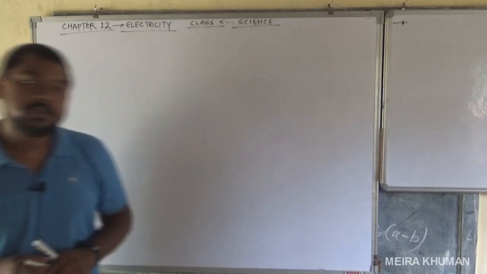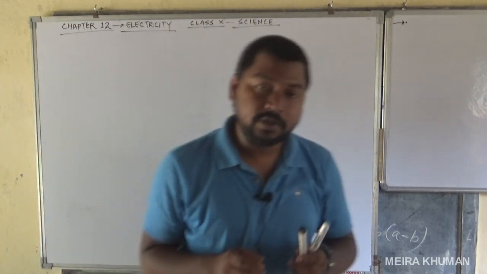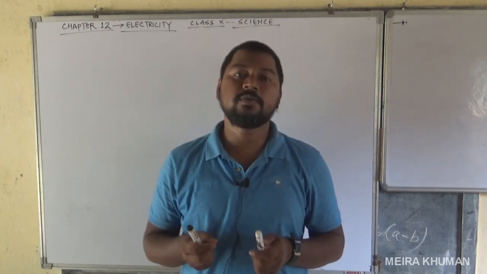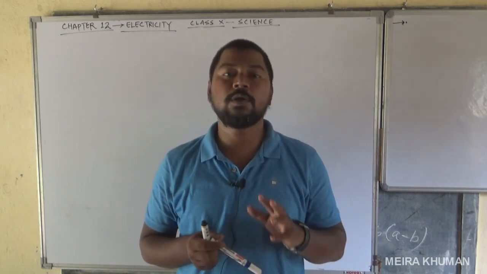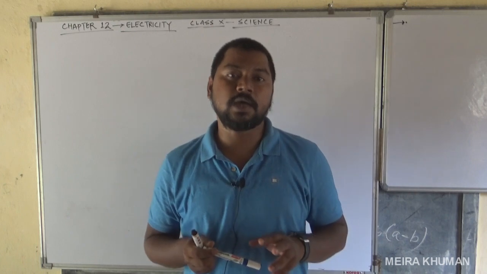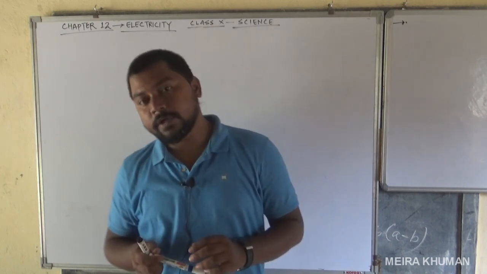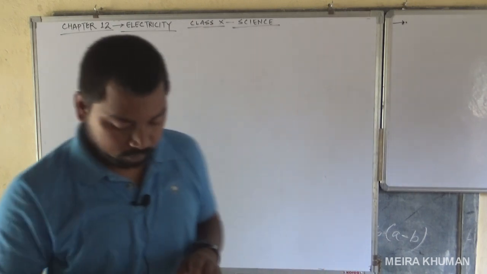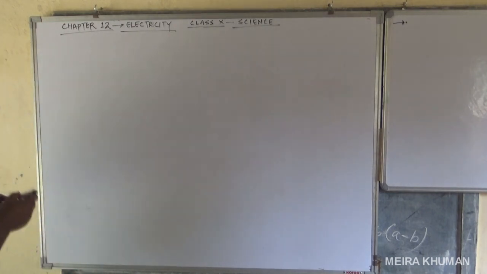So we have seen the basic definition of electric current, and we have solved a very simple numerical based on that formula of electric current, which was I equal to Q by T. Now we will try to understand what an electric circuit is all about. So let us see what an electric circuit is now.